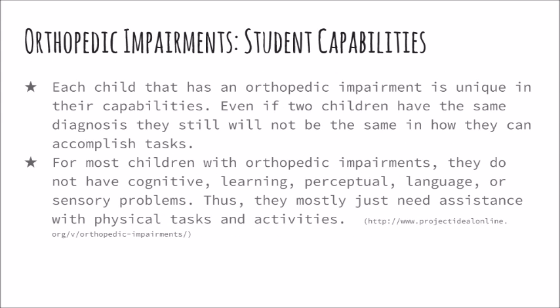Each child is unique and different. Even if two children have the same diagnosis, they still will not be the same in how they accomplish tasks. This is important for parents and teachers to know so that they can meet the individual needs of each child. Children with orthopedic impairments don't have cognitive, learning, perceptual, language, or sensory problems. They mostly just need assistance with physical tasks and activities.